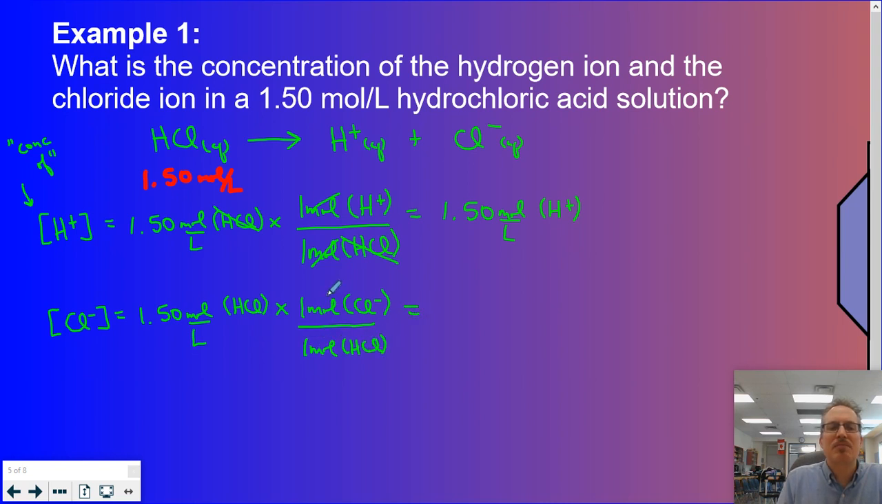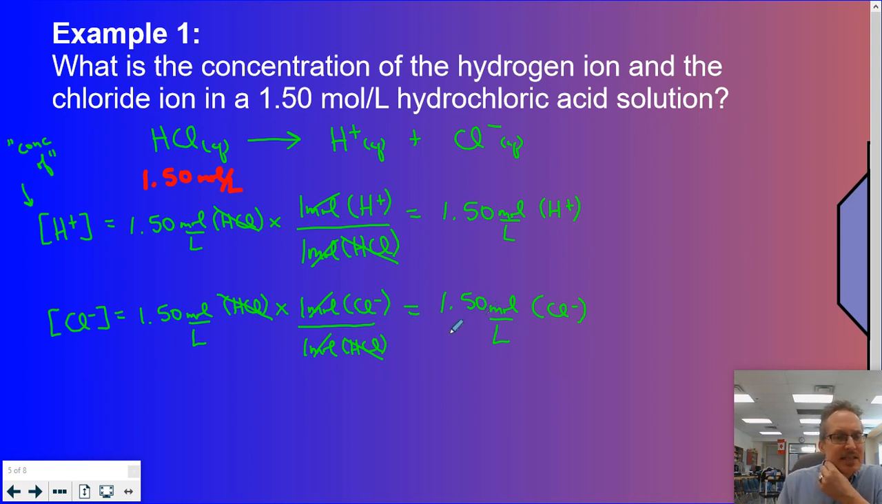Well, moles on top, moles on bottom, they're going to go away. HCl on top, HCl on bottom, they're going to go away. And I'm going to be left with 1.50 times 1 divided by 1. So that's going to be 1.50 again. My only unit left is moles per liter. And the substance I'm left with is chloride ions. So our job was to find the concentration of Cl minus. Our concentration is 1.5 moles per liter of Cl minus.